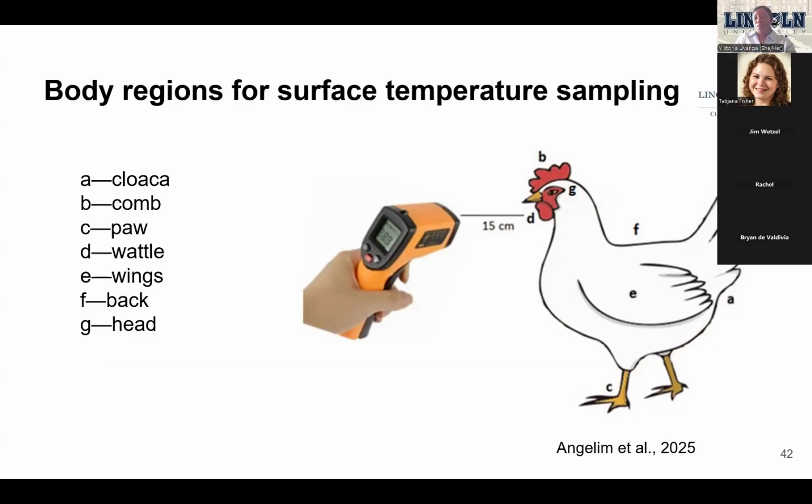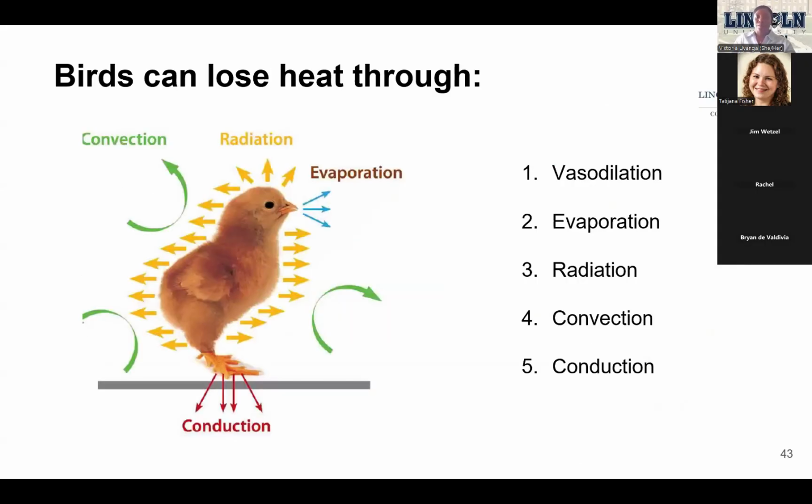But it's important to note that birds do lose heat in five important ways. Vasodilation, which includes the blood vessels around the comb and the wattle, helps to transfer heat from the blood to the environment. There is also evaporation during the process of panting, radiation, convection, as well as conduction when they're in close contact with surfaces.